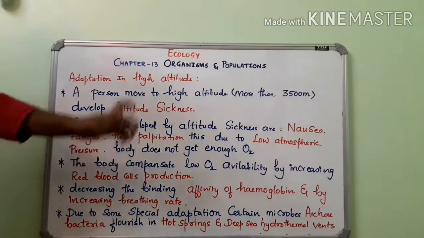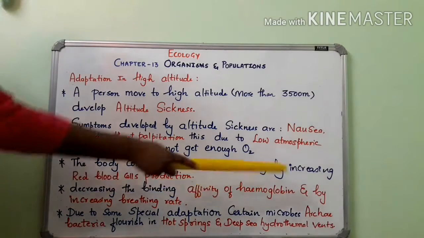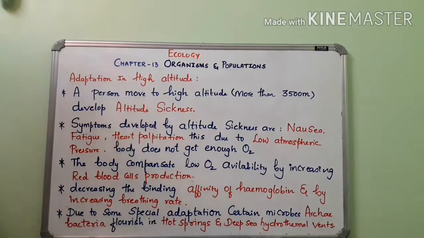That will compensate for the low oxygen availability, by increasing the red blood cells in those people who are living at high altitude. And in the people living at high altitude, the binding affinity of hemoglobin is decreased, along with an increased breathing rate. This is how the people at a high altitude have all these adaptations.